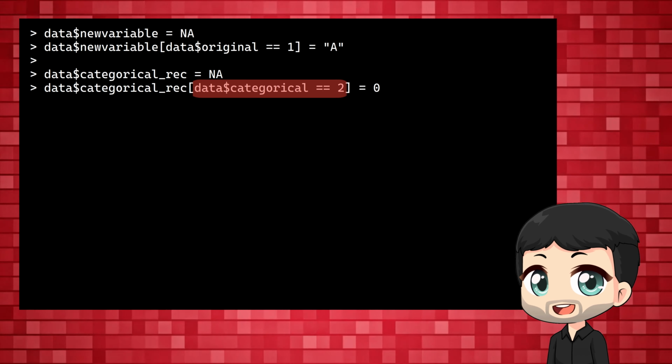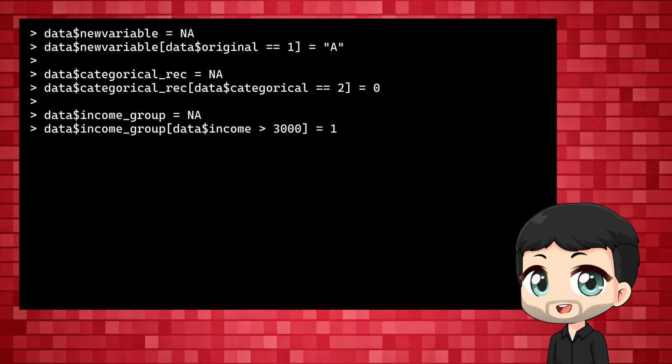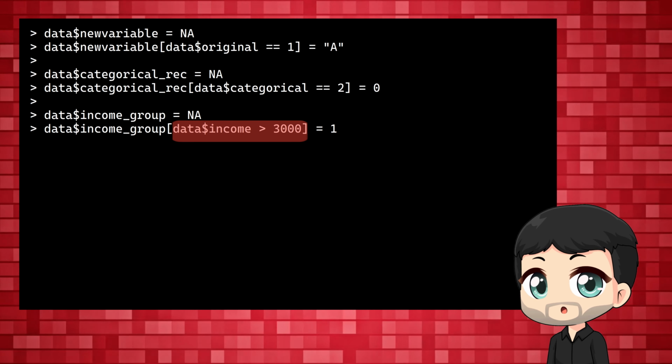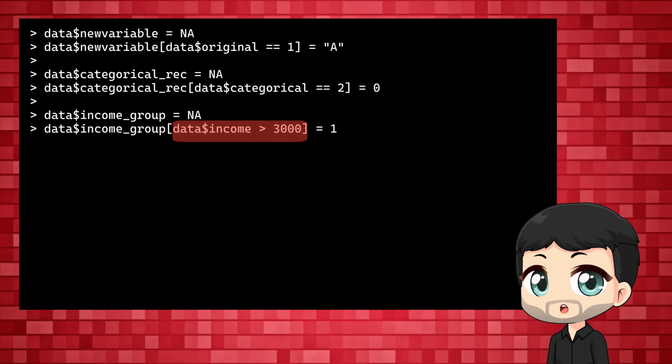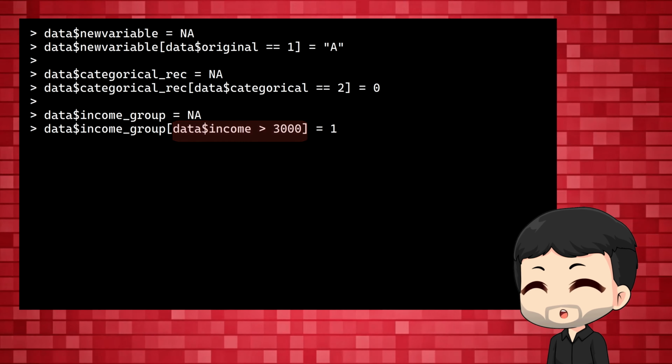Greater or less than, that's what I use when creating age groups or income groups. In this case, we can add the old variable, less than, and the value, like this. So the logic is the same. We replace the NA in the new variable with the new value on the right, but only if the condition in the square brackets is met. Here the condition is that the income is greater than 3,000.